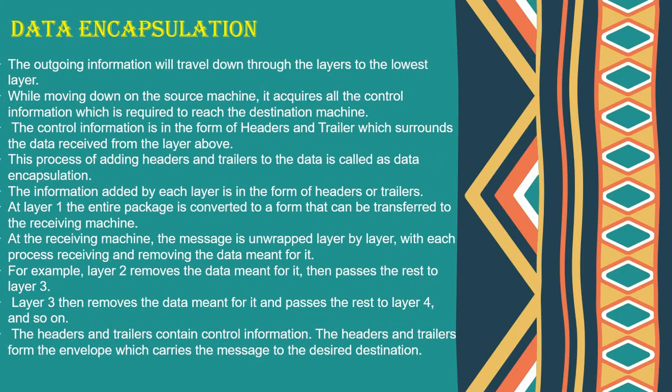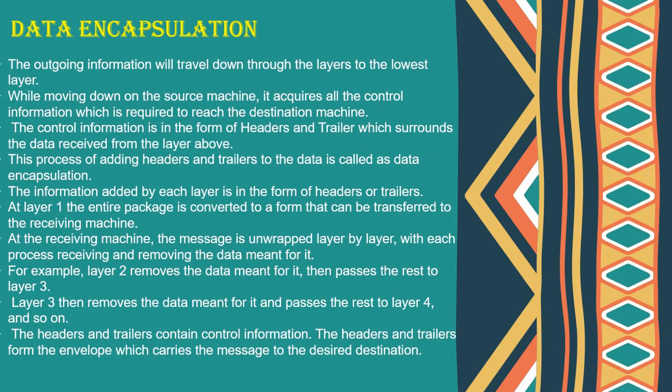It wraps everything together. The information is added by each layer in the form of a header and trailer. At layer 1, the entire packet is converted to a form that can be transferred to the receiving machine. At the receiving machine, the message is unwrapped layer by layer, with each process receiving and removing the data meant for it. For example, layer 2 removes the data meant for it, then passes the rest to layer 3.